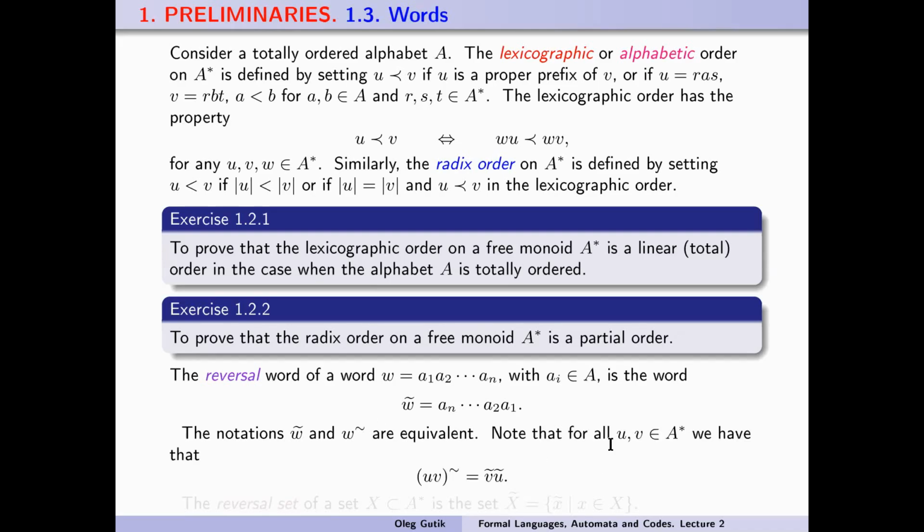We remark that for all words u and v from the free monoid, we have that (uv)~ = ṽũ. It's a very simple property of reversal words. So what is a reversal set? If you have a set X of the free monoid, the reversal set X̃ consists of such elements x̃ such that x belongs to X.